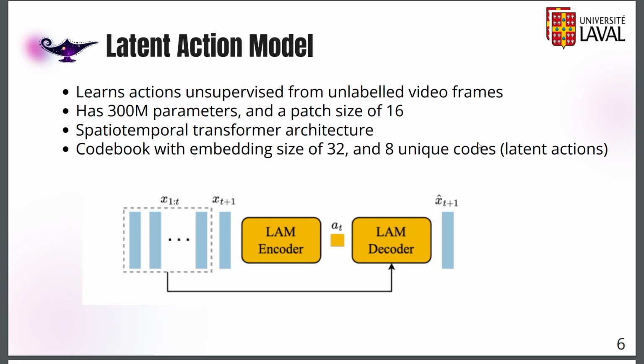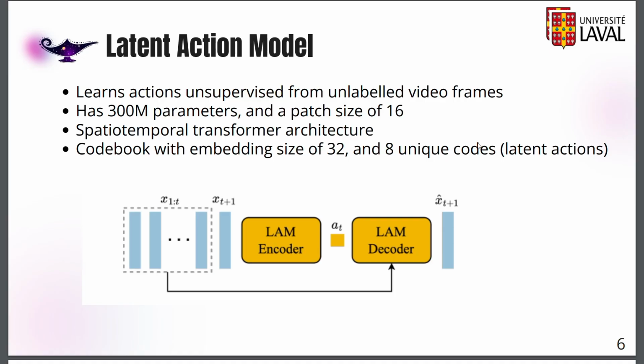The latent action model has four interesting aspects. It is the component that learns from unsupervised, unlabeled video frames. It has 300 million parameters in total with a batch size of 16, a very small percentage compared to the overall parameters of the full model. It preserves the spatiotemporal transformer architecture. Additionally, the researchers limited the codebook, meaning the possible latent action output, to just 8 unique codes.